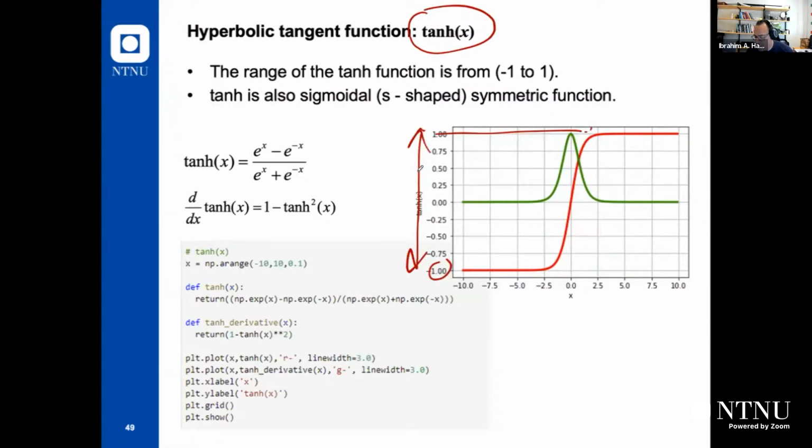Sometimes they call it a sigmoidal or S-shaped symmetric function. If you compare it with sigmoid, which is like this one, it's more symmetric. The mathematical formula for it is exponential x minus exponential minus x, divided by exponential x plus exponential minus x. And if you want to take the first derivative, it will be 1 minus tanh squared. This is the function, and the green one is the first derivative, which is the gradient of this function.